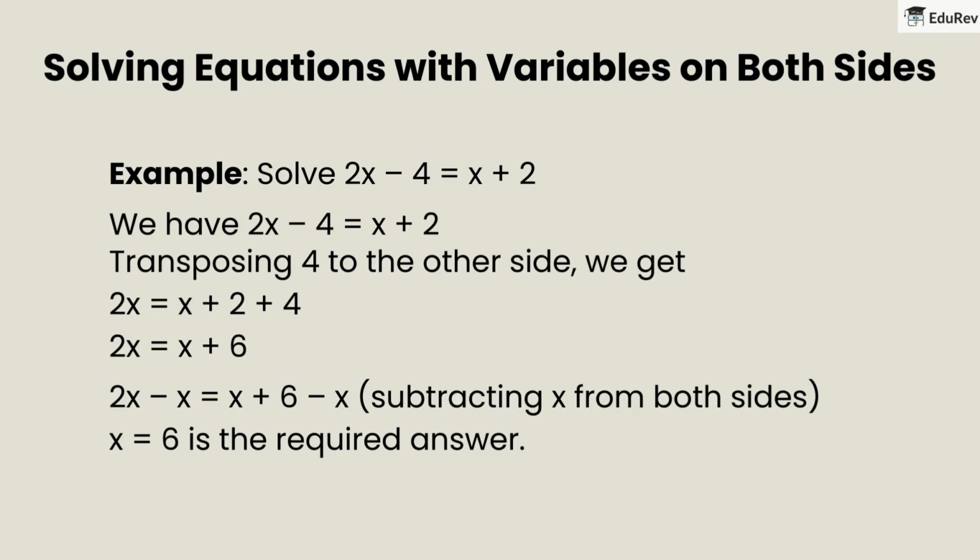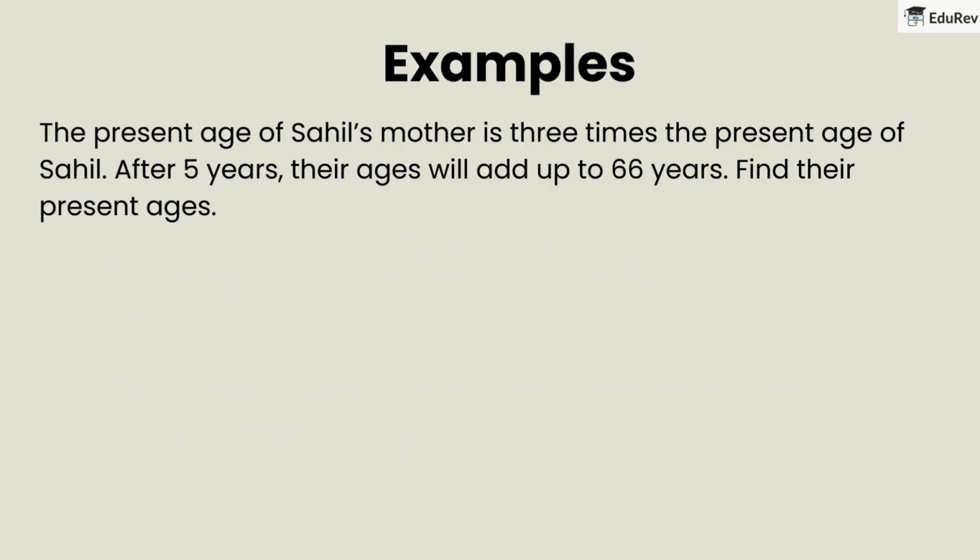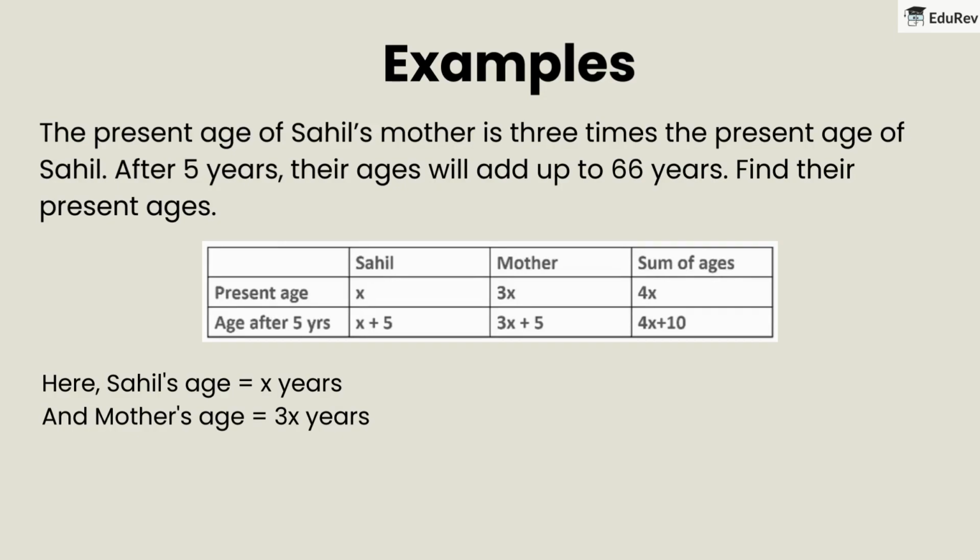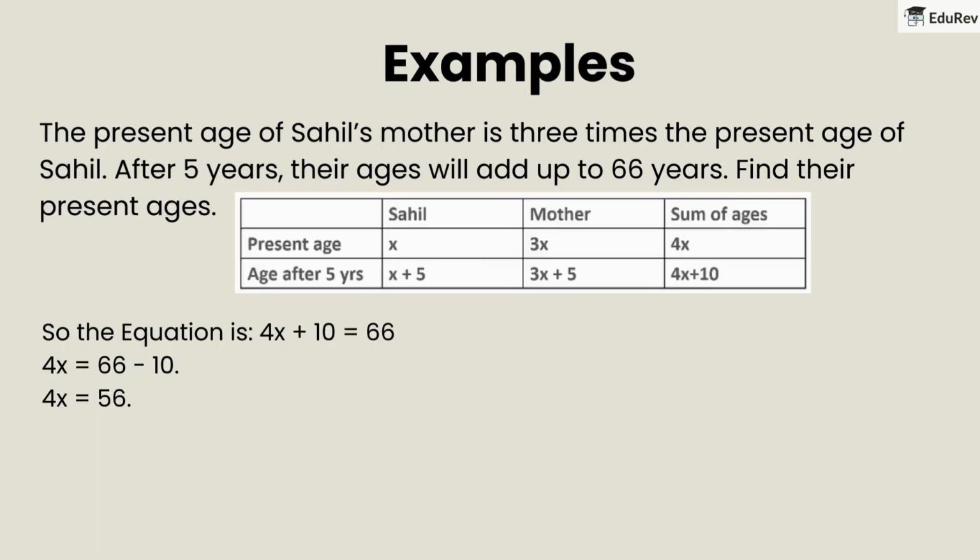Let's put this into a real-world scenario. The present age of Sahil's mother is 3 times the present age of Sahil. After 5 years, their ages will add up to 66 years. Find their present ages. Here, Sahil's age is x years, and mother's age is 3x years. So the equation is 4x + 10 = 66.